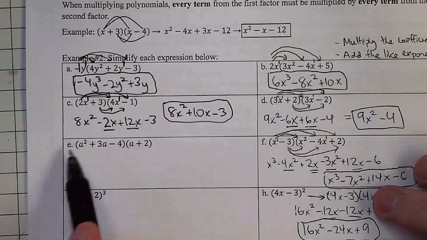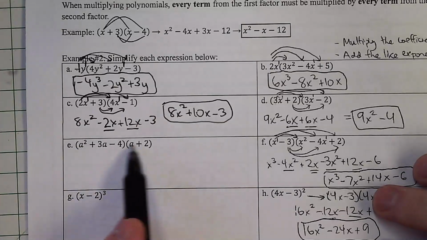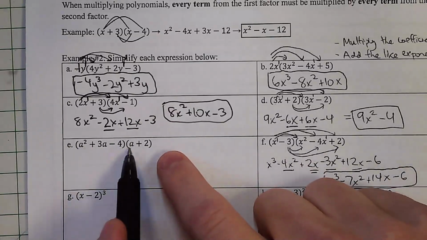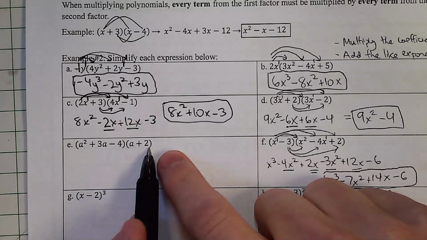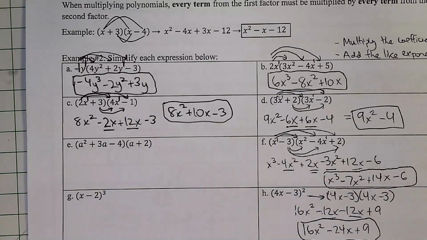Okay, now on this one, you could distribute it. You could distribute these into this one, or you could distribute this one into that one. It does not matter which way you distribute. So I could do a squared times all that, 3a times all that, and negative 4 times all that. Or I could do a times all this and 2 times all this. I just confused you. I'm sorry.